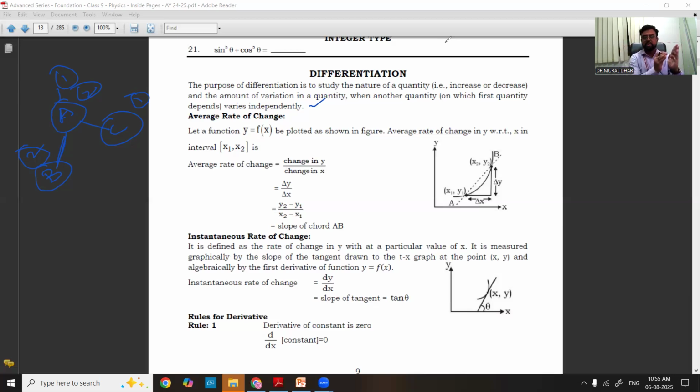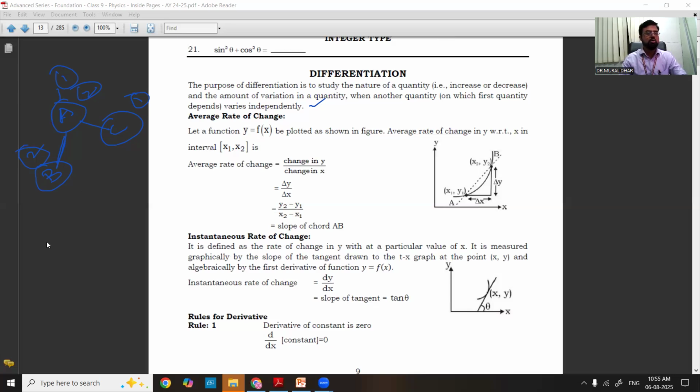Differentiation is nothing but comparing whether a quantity is increasing or decreasing. If it decreases, how much does it decrease? If it increases, how much does it increase? Not only that, it depends on the quantities also. That is called differentiation, which has its own formulas and all.